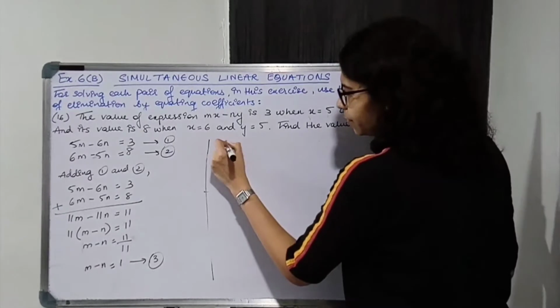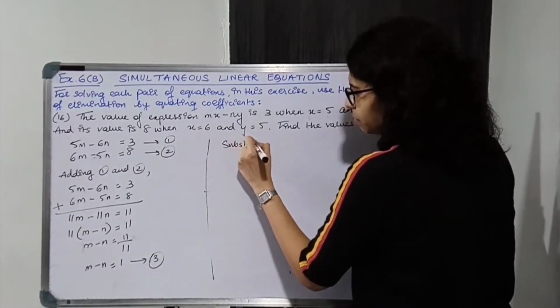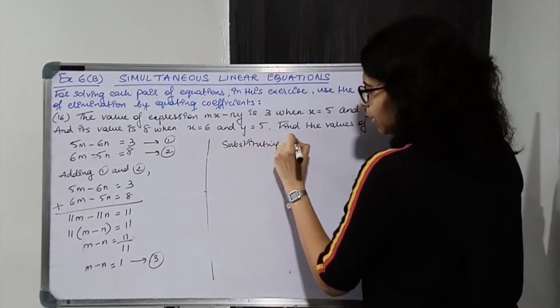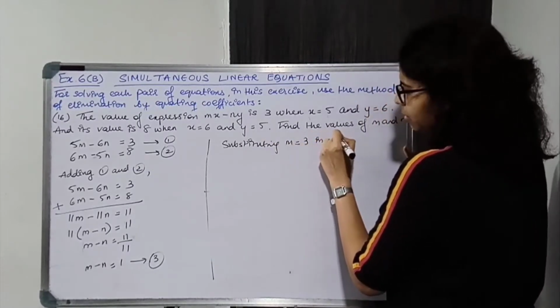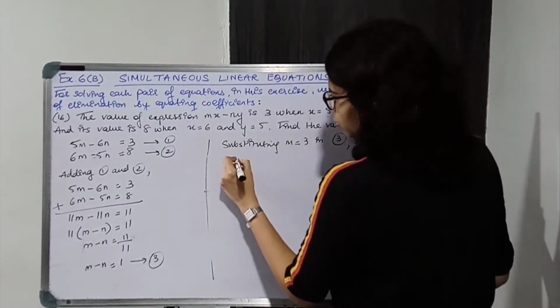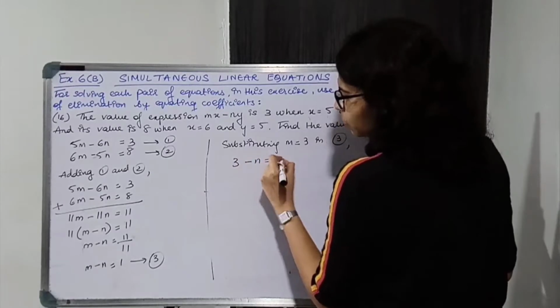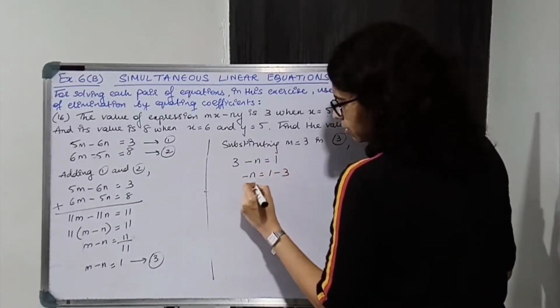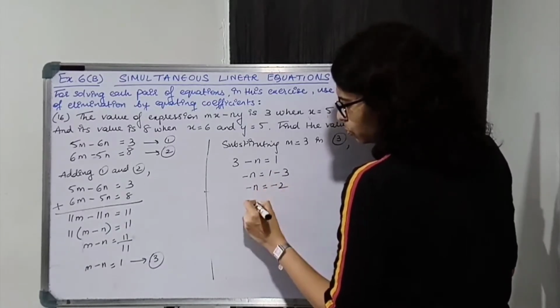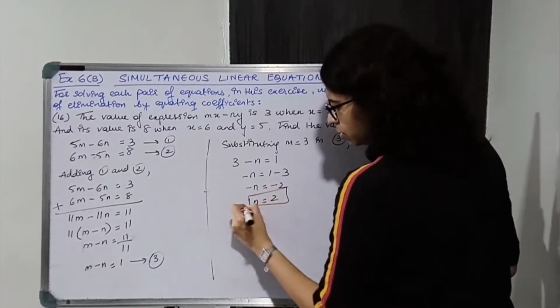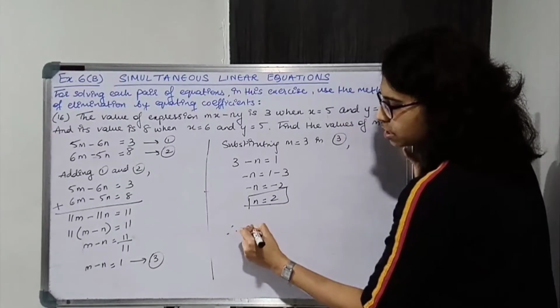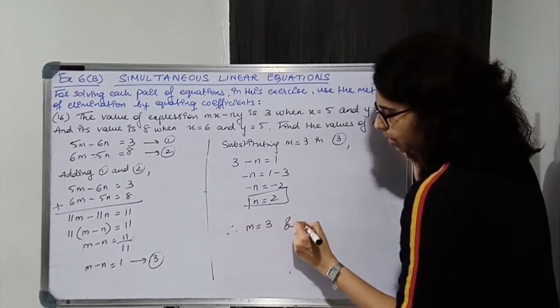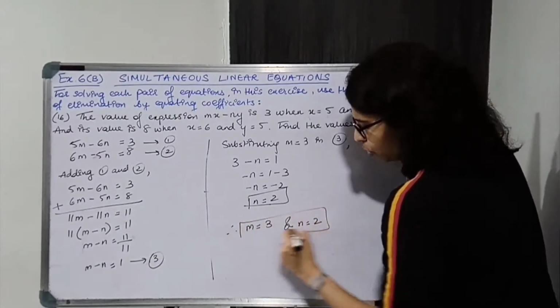Okay. So substituting m equal to 3 in 3. So 3 minus n is equal to 1. So minus n is equal to 1 minus 3. So it is minus 2. So n is equal to 2. So write down the final answer. M is equal to 3 and n is equal to 2. Box the answer.